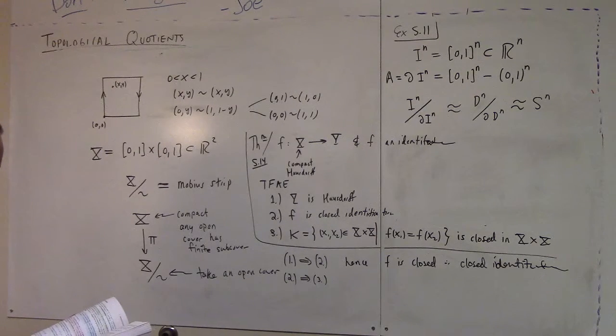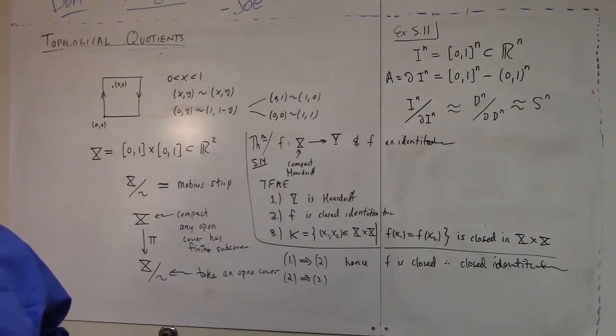He does 3 implies 2, and then he does 2 implies 1, the opposite direction. And then he does 1 implies 3. Okay. We'll come back to this next time, probably.